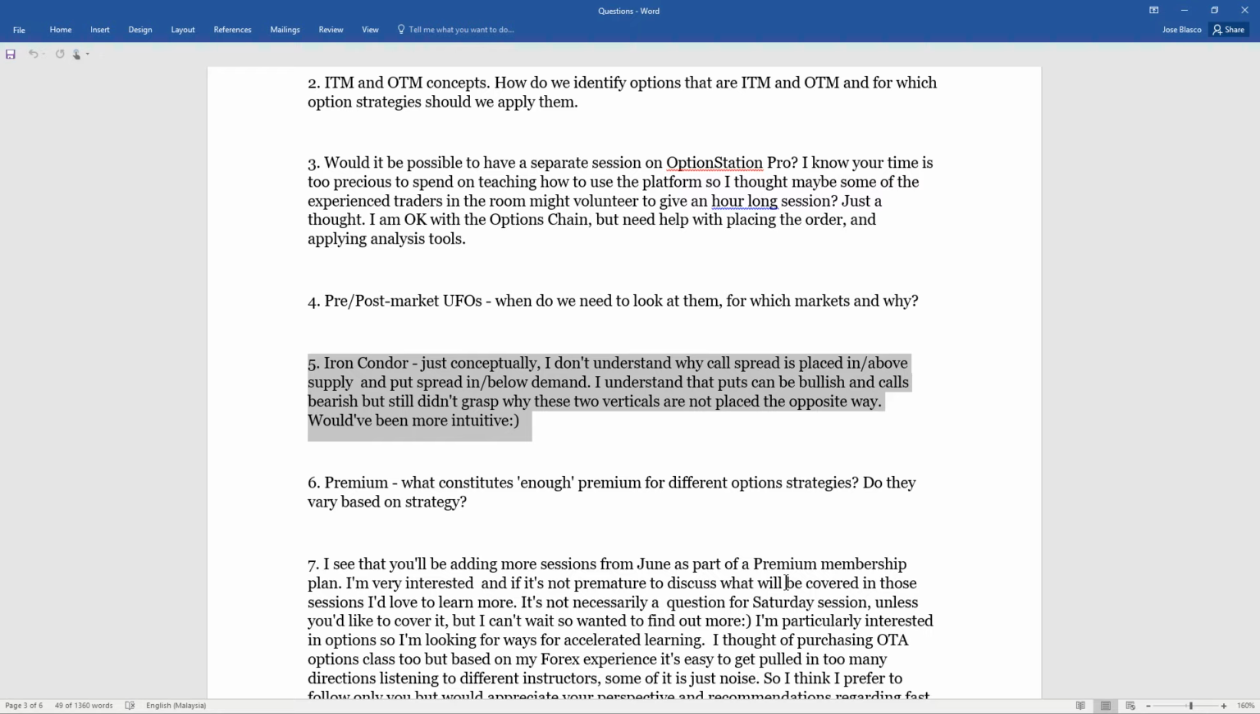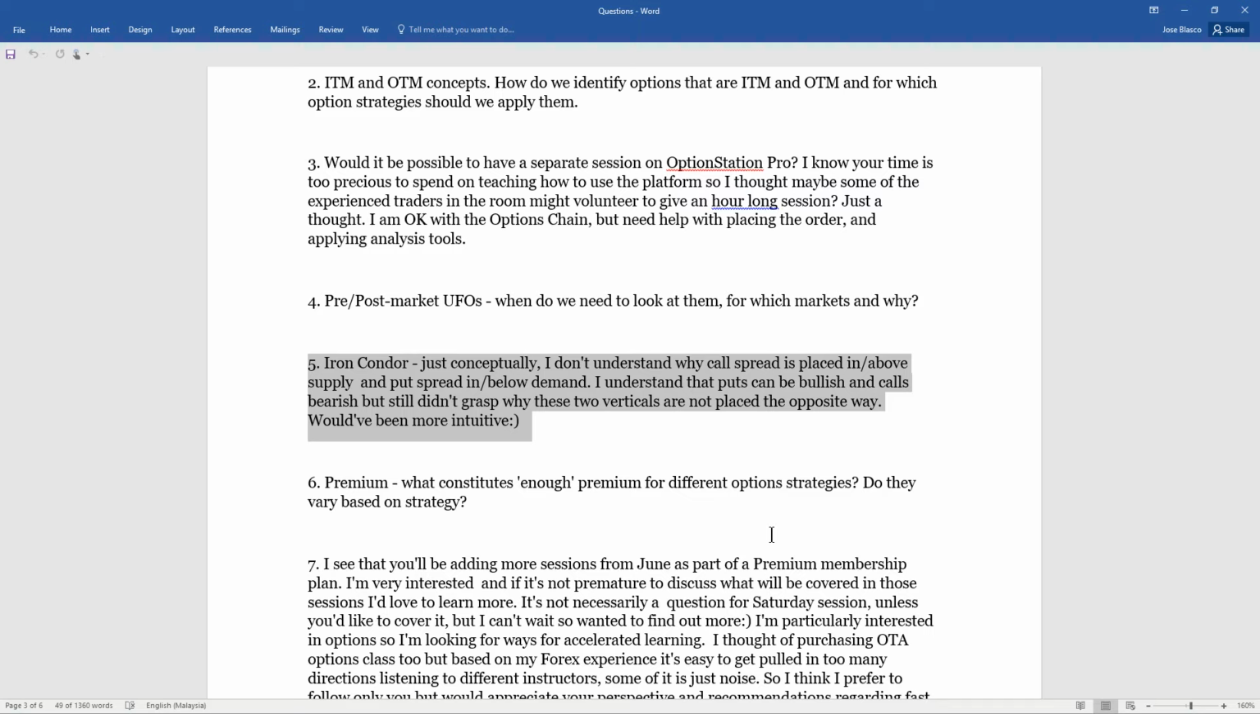Okay, so remember, when you do iron condors, when you do non-directional trading, what you are really doing is betting on where price is not going, right? And sell options in that place, right? So if you're right and price doesn't get there, then those options will expire worthless. That's what this really is, correct?